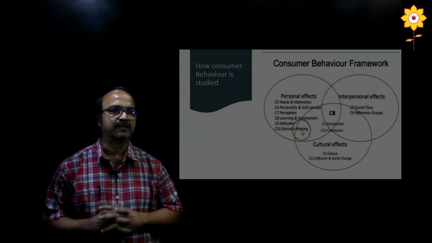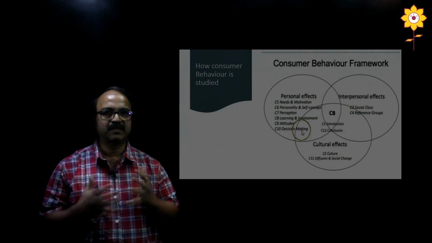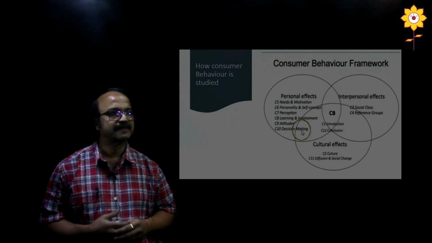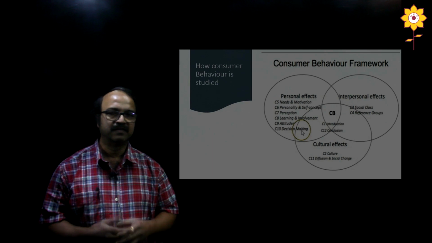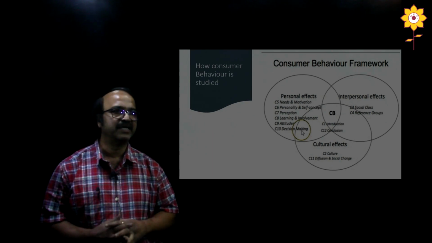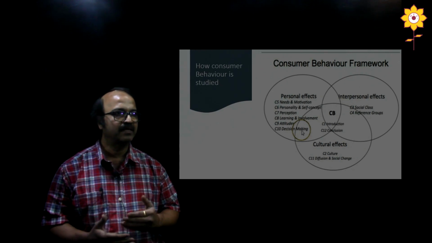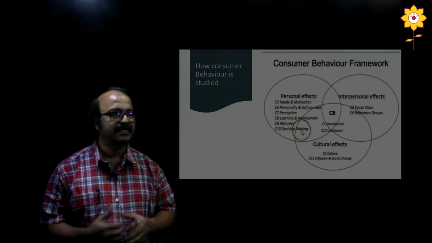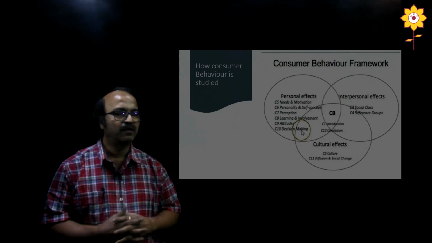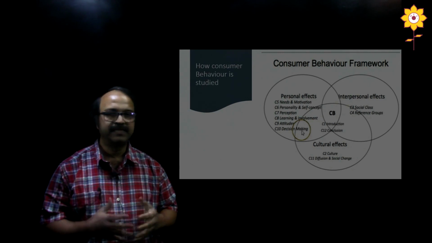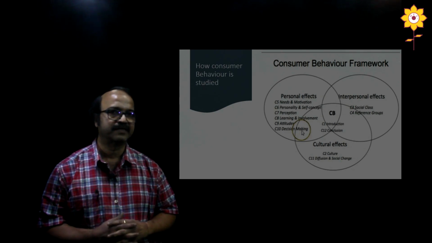Consumer behavior framework. If you look at the framework, a consumer has personal effects, interpersonal effects, and cultural effects. This affects his buying behavior. What are the personal effects? It's the need and motivation, his personality and self-concept, perception, learning and involvement, his attitude, and his decision making. So this forms the part of personal effects.